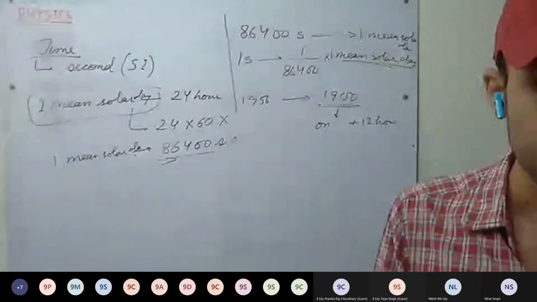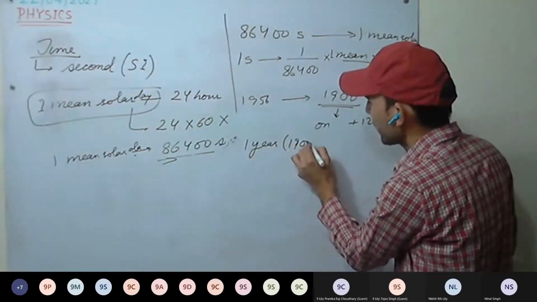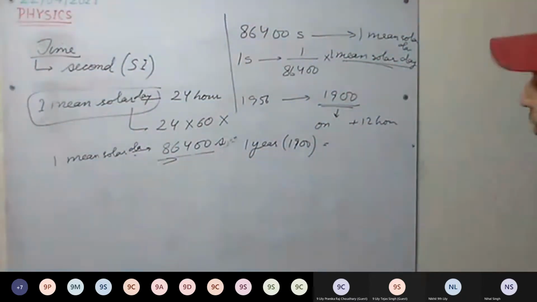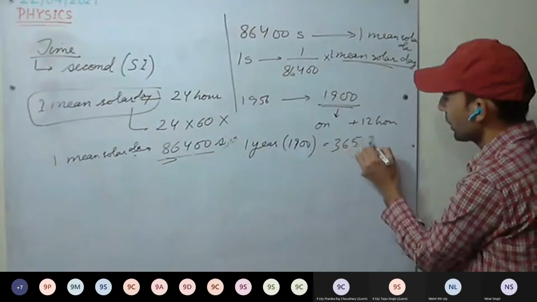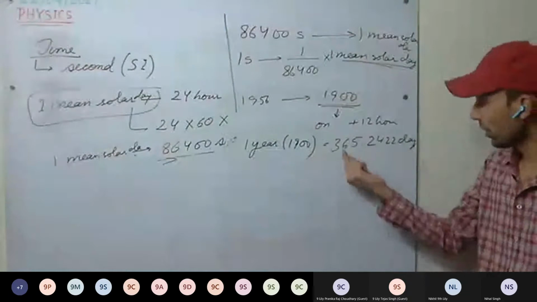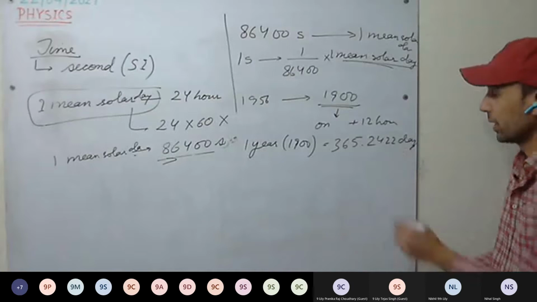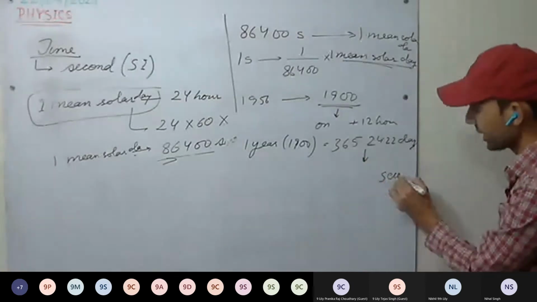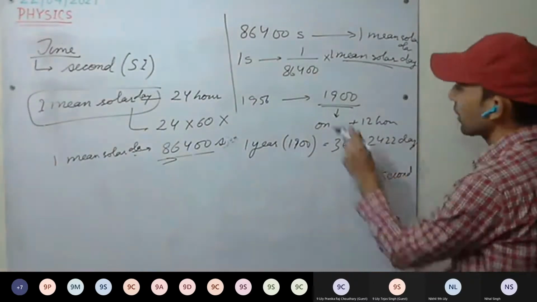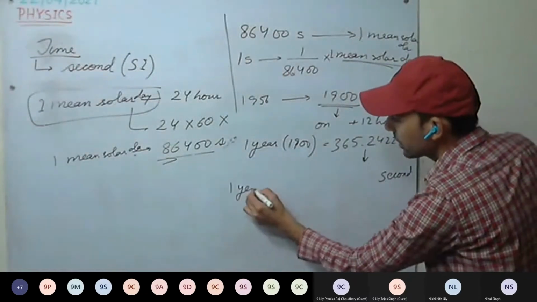And this year, the year 1900, in terms of days comes out to be 365.2422 days. That is, in that particular year, we took these many days. Now convert this into seconds. How are we going to convert this into seconds? In 1 day there are these many seconds, so we multiply.